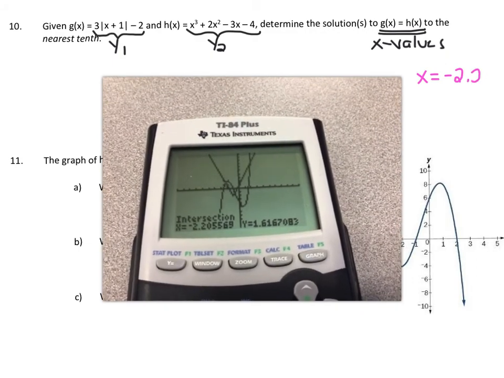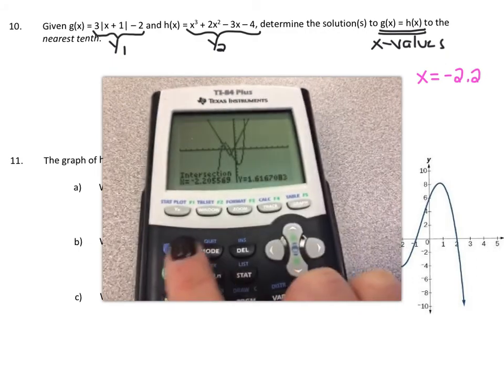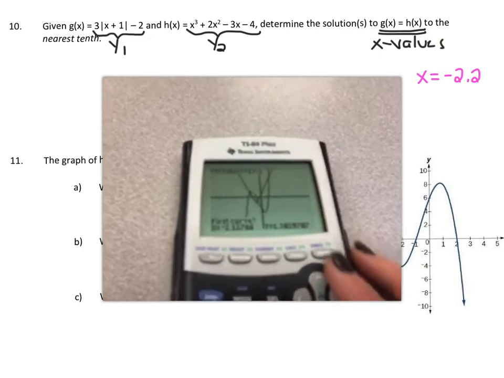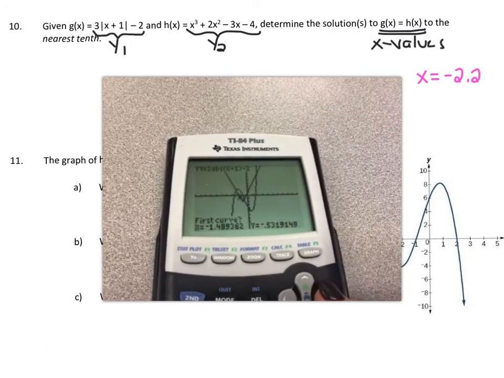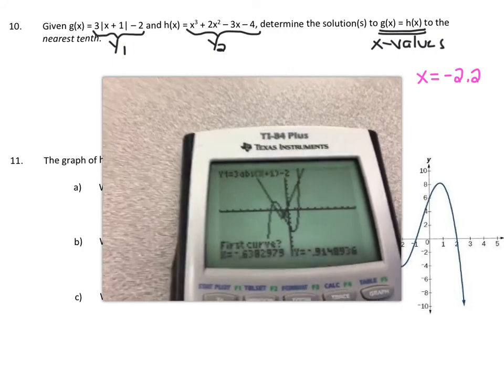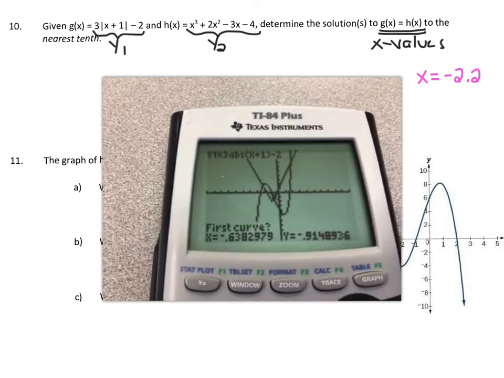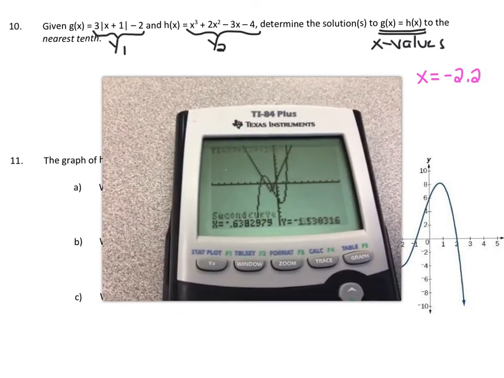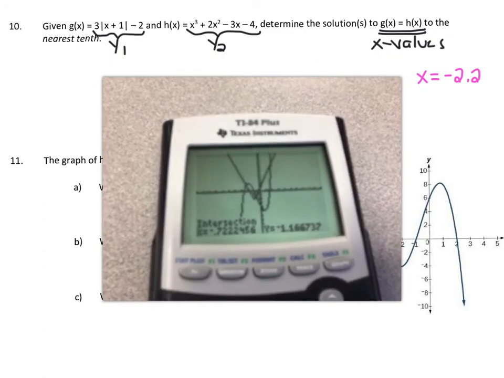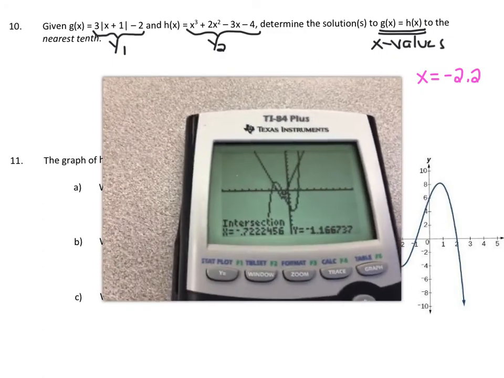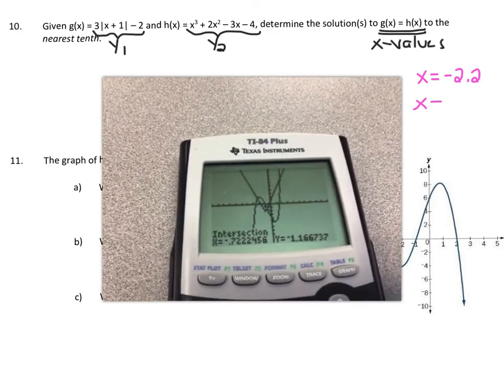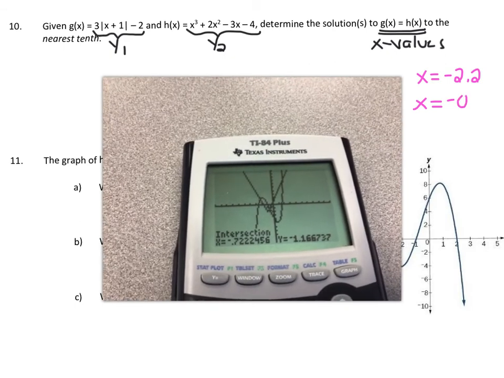Okay, now I'm going to go back again to second, trace, and choice 5, intersect. And this time I'm going to use my right arrow key to move it over by the next point of intersection, which is right about there. It doesn't have to be right on it, but once you get somewhere closer to it, you're going to hit enter, enter, enter. And we'll see this one is at negative 0.7. So x equals, I'm going to write negative 0.7.